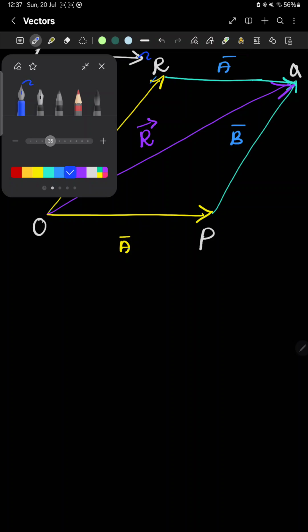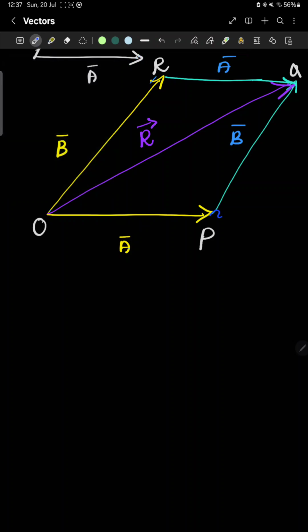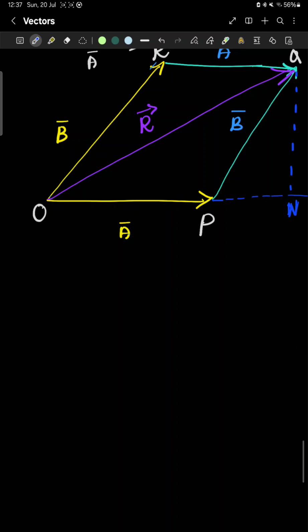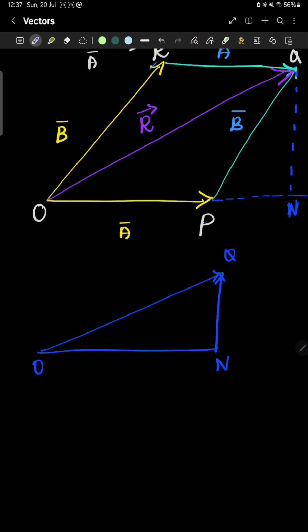So let us consider this. When I extend this vector, I make a perpendicular line from the point Q, and let us mention that point as N. Let us consider this triangle, from O to Q and from here to here. So here it will be N, here it is O, and this will be Q.